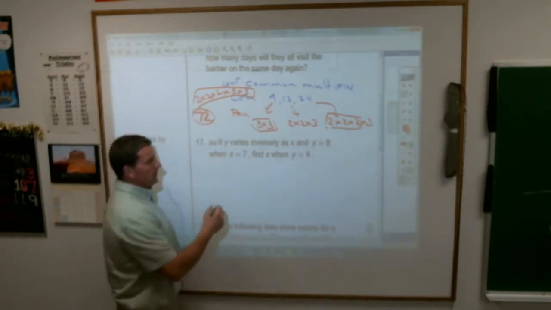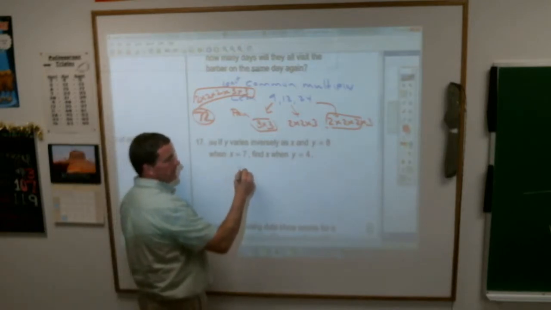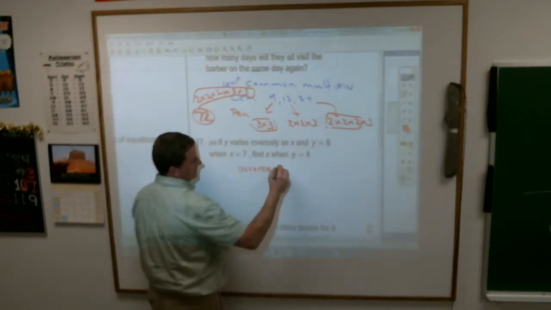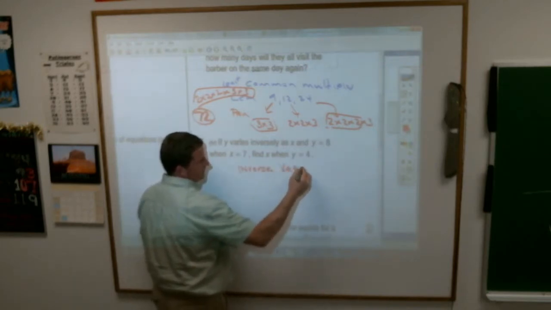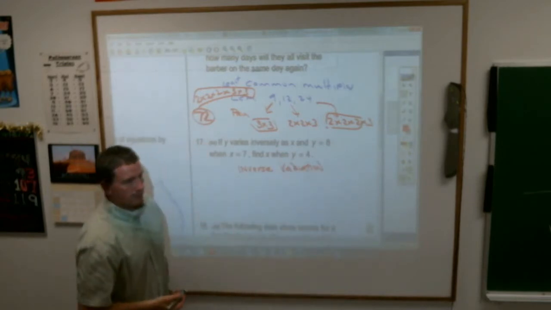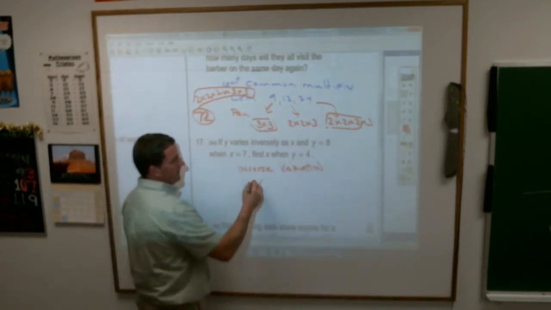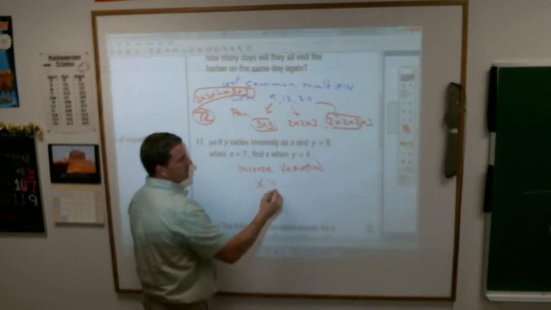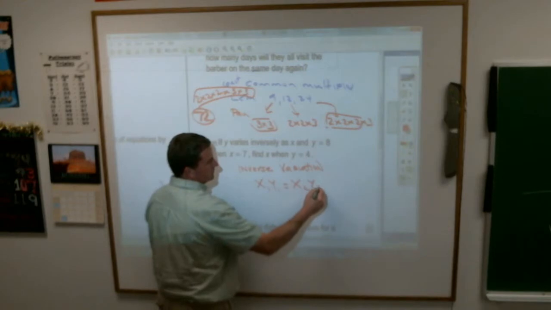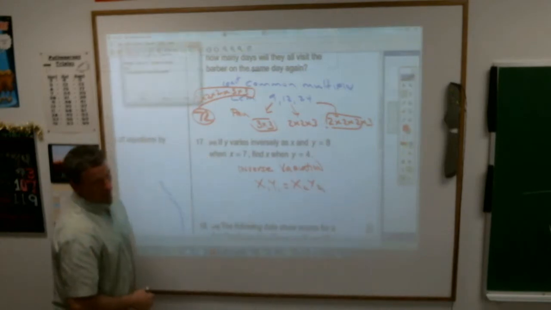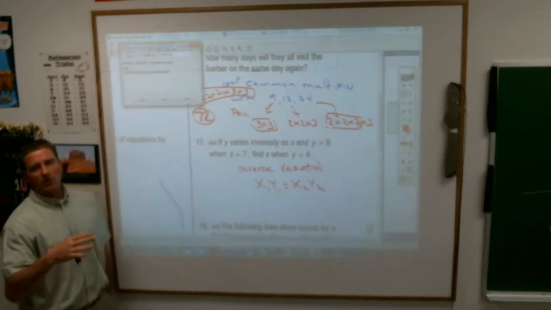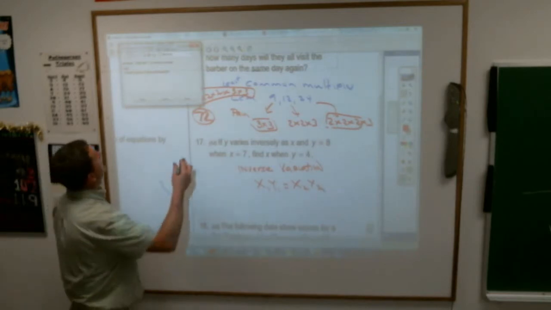17, people write this in your notes, you cannot go wrong. The formula for inverse variation, well, I'll give you a couple ways to think about it. The formula, though, for inverse variation is simply this. x1 times y1 has to equal x2 times y2. The deal with inverse variation is when you multiply things together, you must always get the same product.